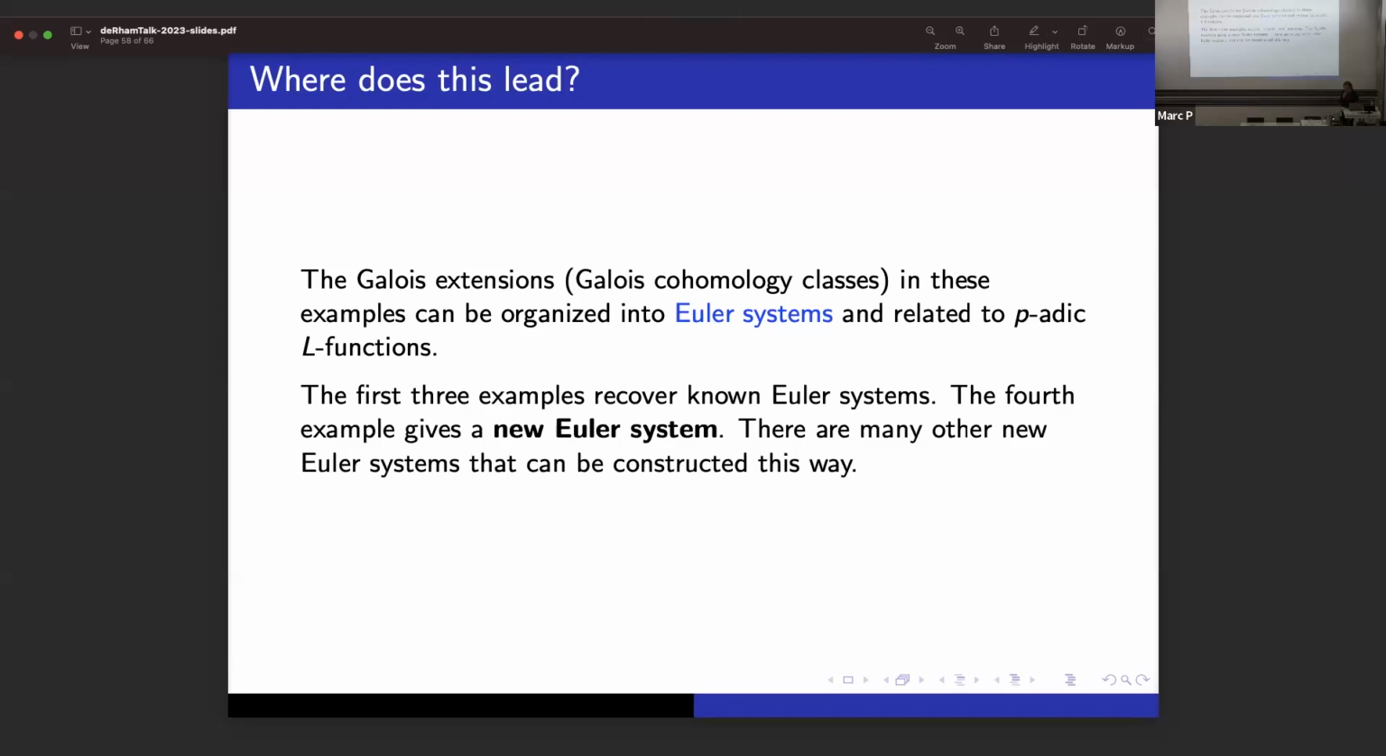The first three examples that I gave recover known Euler systems, but the fourth example gives a new one. Since there are infinitely many examples of such constructions of extensions, there are in fact, I think, infinitely many new Euler systems, which is interesting because up to this point we really only had finitely many examples of Euler systems, though they were expected to exist in great generality.